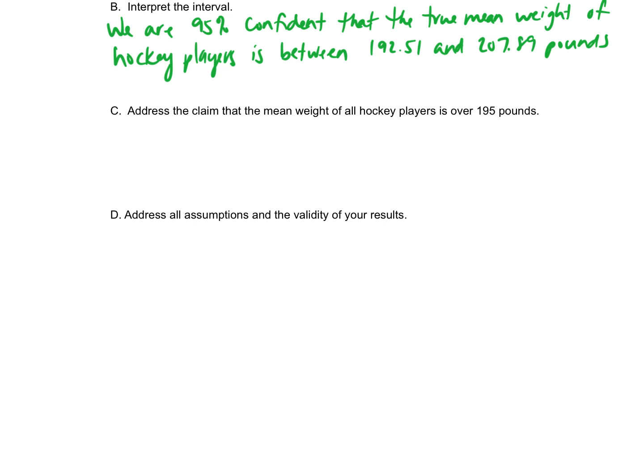All right. Address the claim that the mean weight of all hockey players is over 195 pounds. Agree or disagree? Disagree. Disagree because why? The data tells us otherwise. Because the lower bound of the confidence interval is less than 195. Good justification. Do you have to put the percent confidence level in it? No.